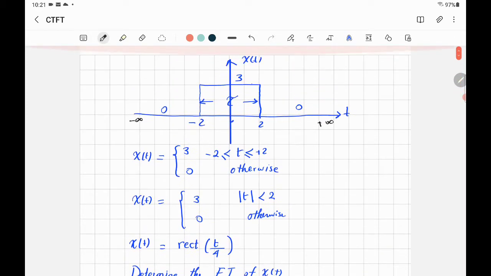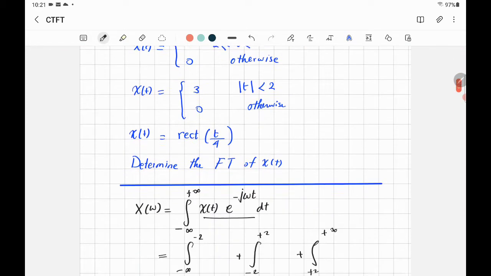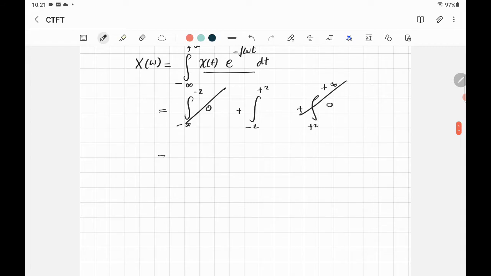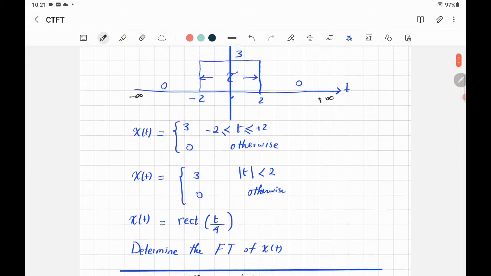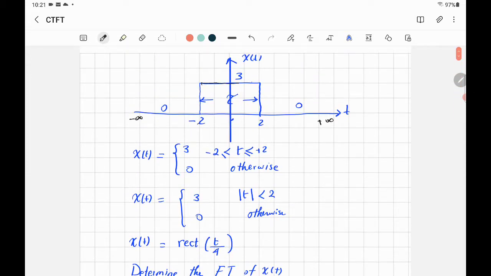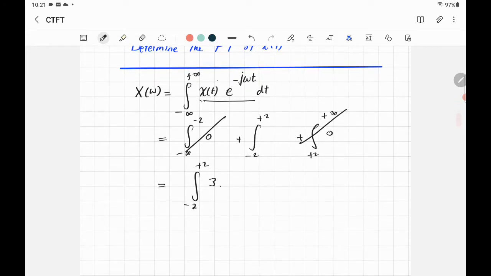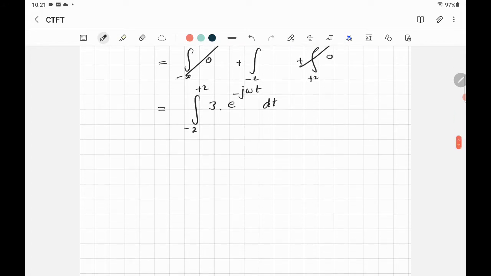But as you see from the graph, it's 0 on the left and 0 to the right, so it's 0 here, 0 here. So it means you don't have to find these integrations. So you'll find in the middle, it's defined from -2 to +2. What is the function from -2 to 2? It's a constant value equal to 3. So X of omega is equal to the integral of 3 times e to the power of -j omega t dt. To find the integration of this one, 3 will be outside the integration, and to integrate from -2 to +2, e to the power of -j omega t dt.